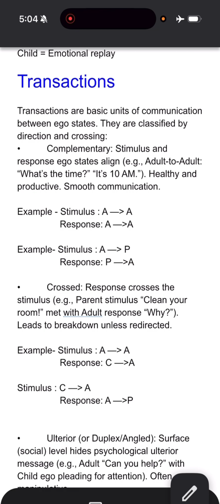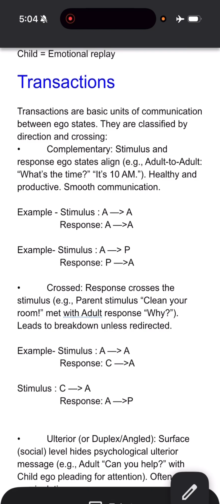And then when we talk about our parent ego state, it is how we introject our parents and the behavior of our parents or the authoritative figures, right?